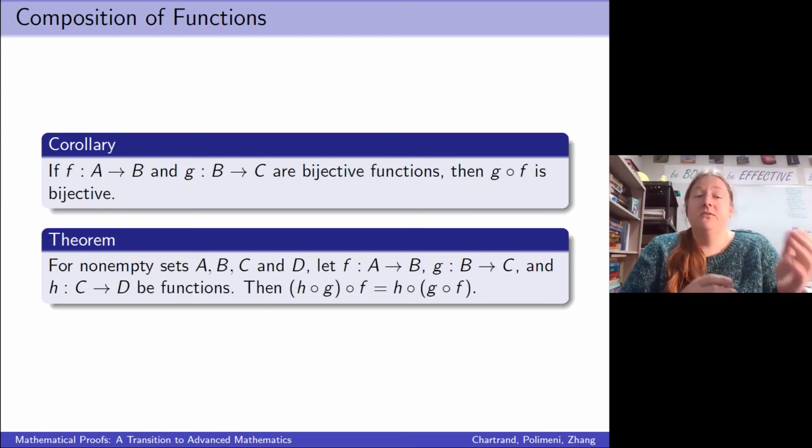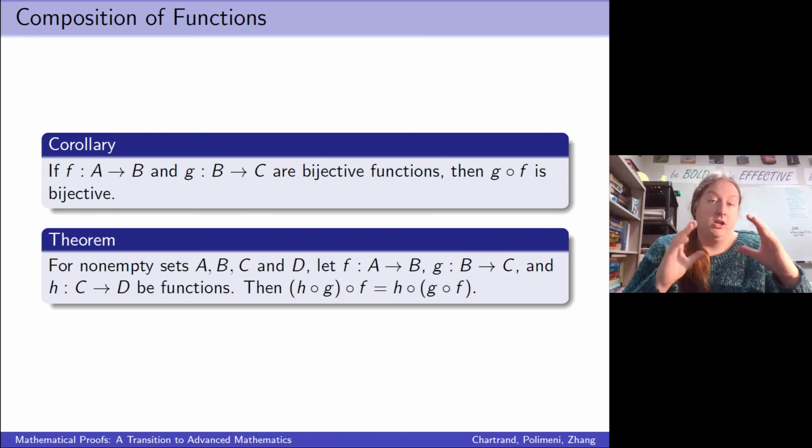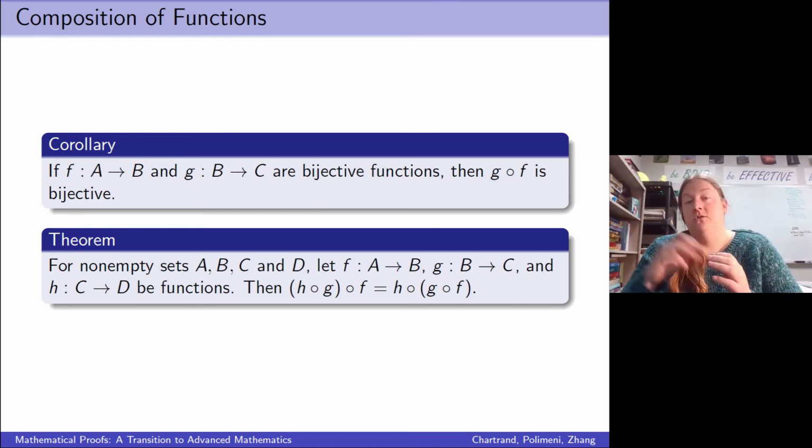Now, a corollary of this: if f and g are bijective functions, so they're both injective and surjective, then g of f is bijective. It's a direct result of that theorem that we just proved. Now, here's another theorem that we're not going to go through the proof of here, but the proof would look similar to the proof that we did with the previous theorem. So for non-empty sets A, B, C, and D, we're going to have a function f from A to B, a function g from B to C, and a function h from C to D. Then we can do h of g, grouped together, of f, and it equals h of g of f grouped together. So we basically have this associative property of composition of functions playing out.